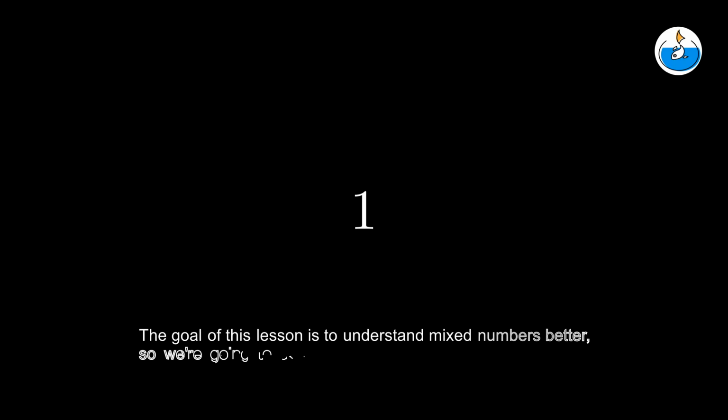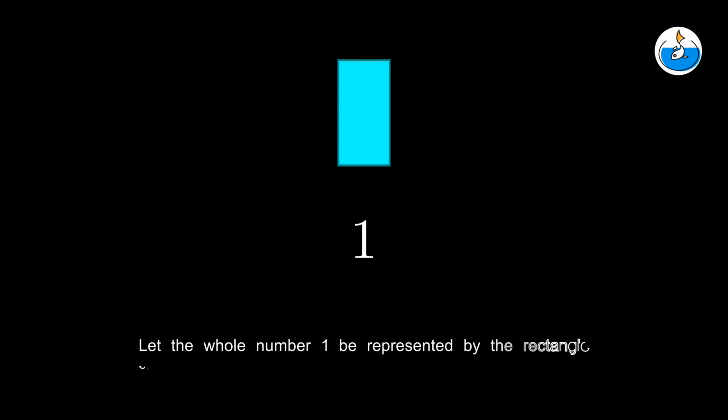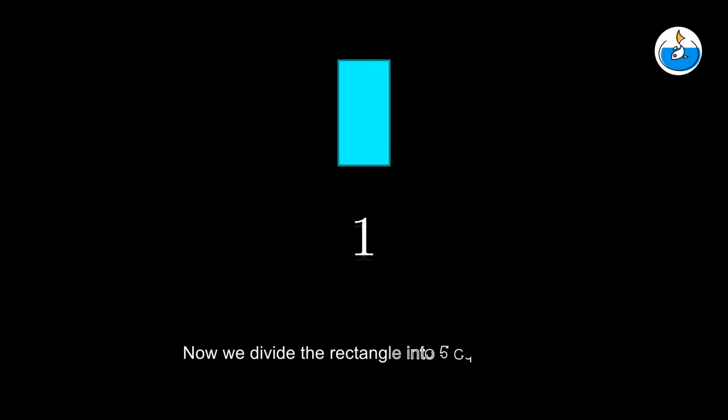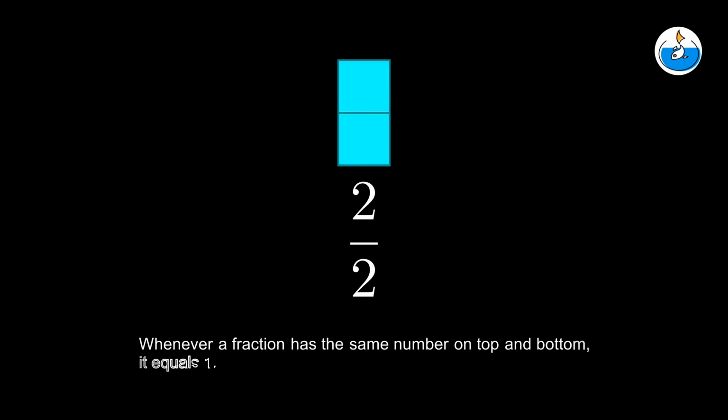The goal of this lesson is to understand mixed numbers better, so we're going to use shapes to represent whole numbers, fractions, and mixed numbers. Let the whole number 1 be represented by the rectangle shown. Now we divide the rectangle into 5 equal parts. Whenever a fraction has the same number on top and bottom, it equals 1.